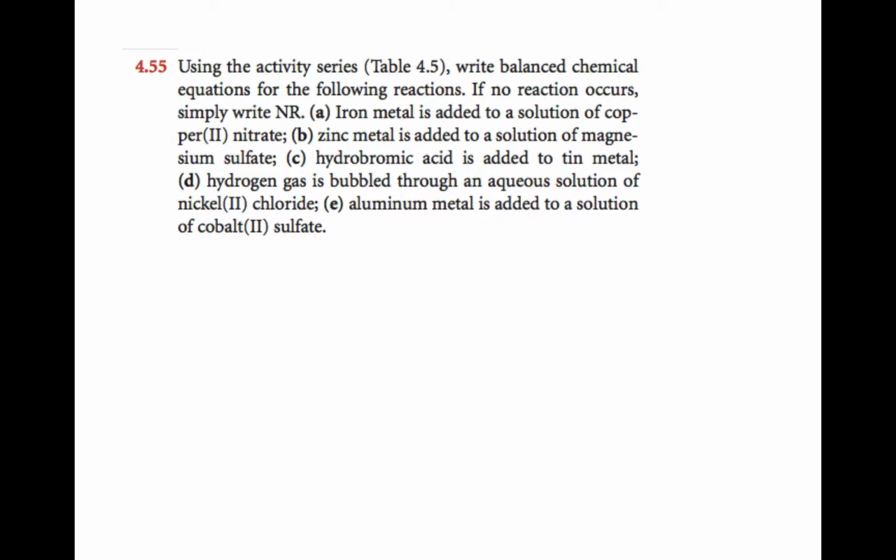In problem 44, we're going to use this table called an activity series to predict whether a redox reaction is going to occur or not. All right, so in A, iron metal is added to a solution of copper nitrate. So we need to know, is iron metal, right, the only thing metals do is lose electrons, going to lose electrons to copper 2 ion?